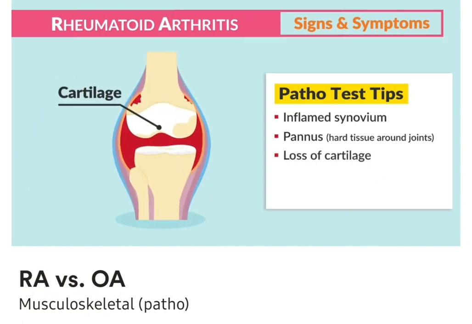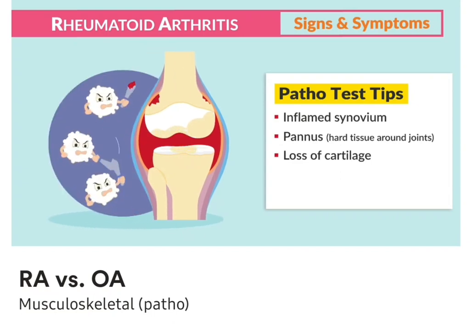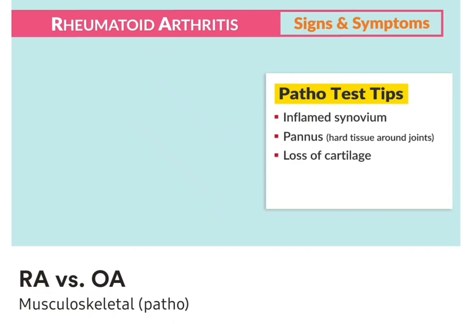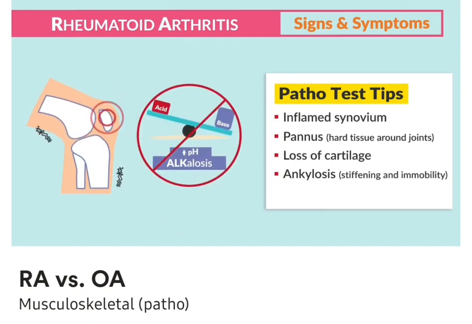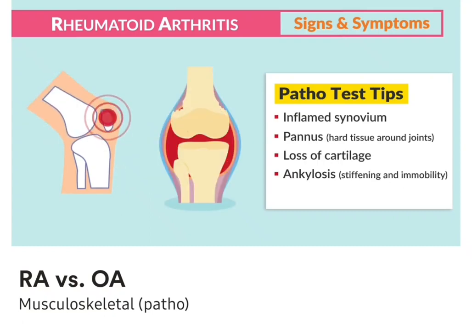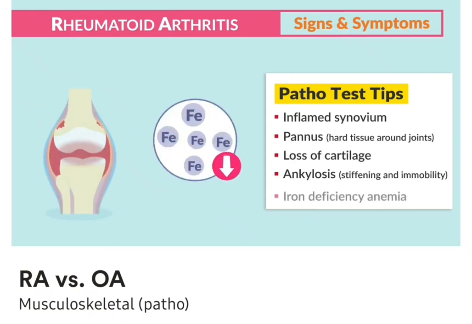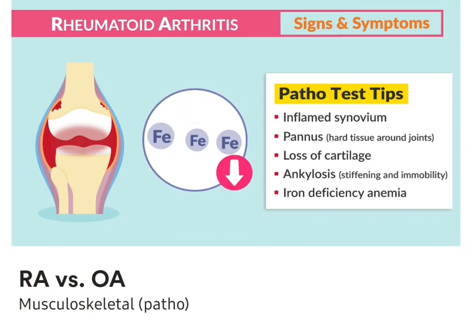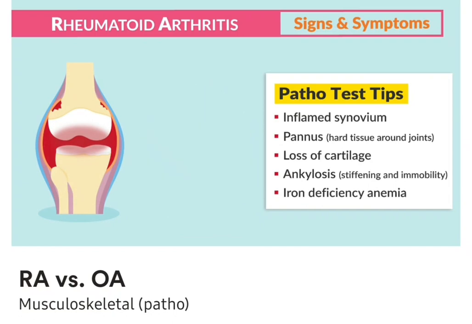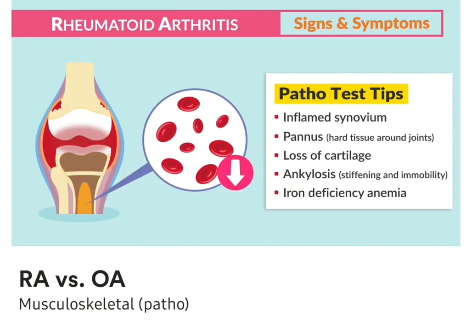Next, we get a loss of cartilage, that supportive connective tissue between the joints, as it becomes destroyed when the body's attacking itself. And another key term here is ankylosis, not to be confused with alkalosis. Ankylosis is the stiffening and immobility of a joint due to the fusion of bones. So basically, once all the cartilage is gone, bones will try to fuse together. And lastly, we have iron deficiency anemia due to the chronic inflammation of the joints. This can lower the production of red blood cells in the bone marrow, as all this inflammation and destruction of the joints is going on.